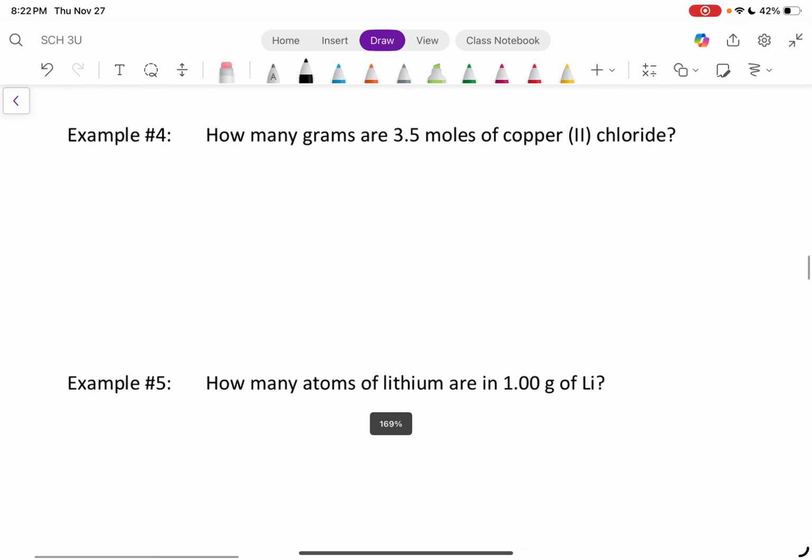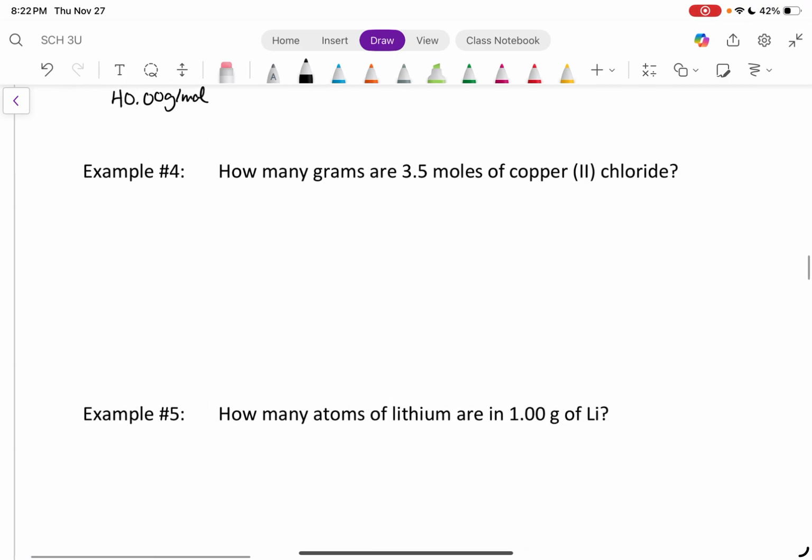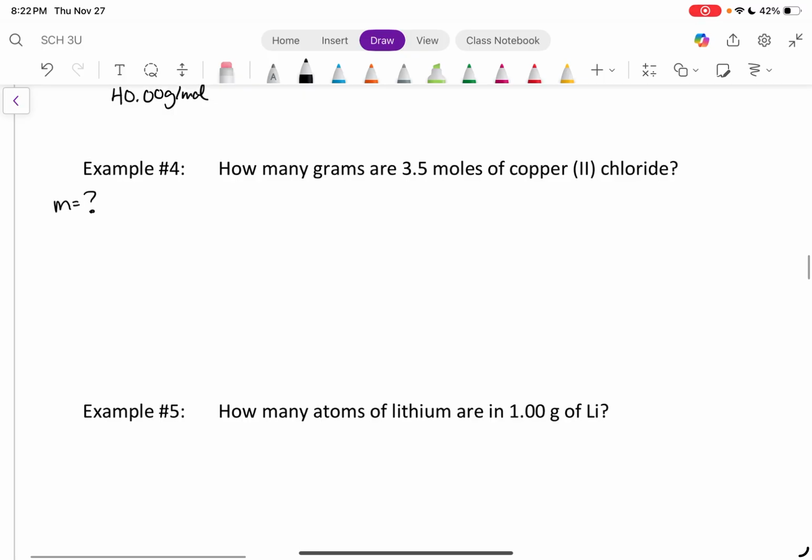We only have a few more problems left. We're going another little step further here. So it's asking us how many grams are 3.5 moles of copper(II) chloride. So how many grams? So we're solving for our mass. We know our moles, 3.5 moles of copper(II) chloride.